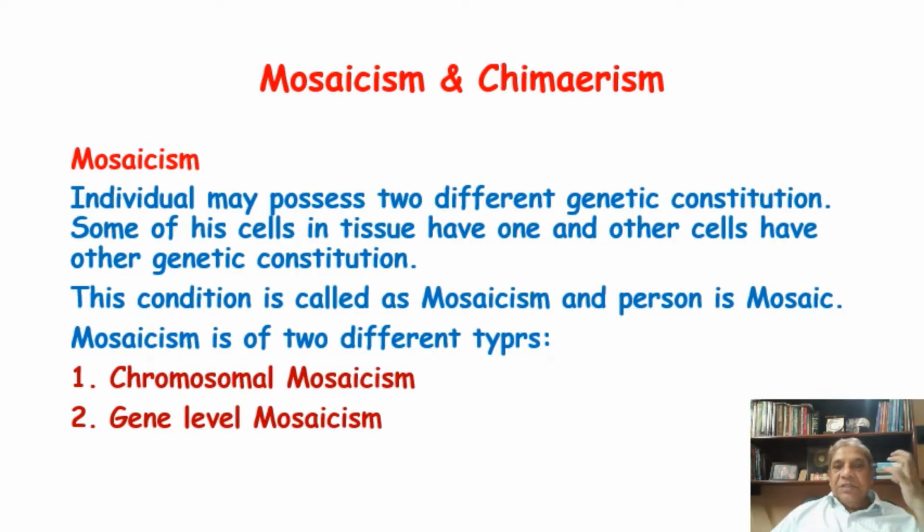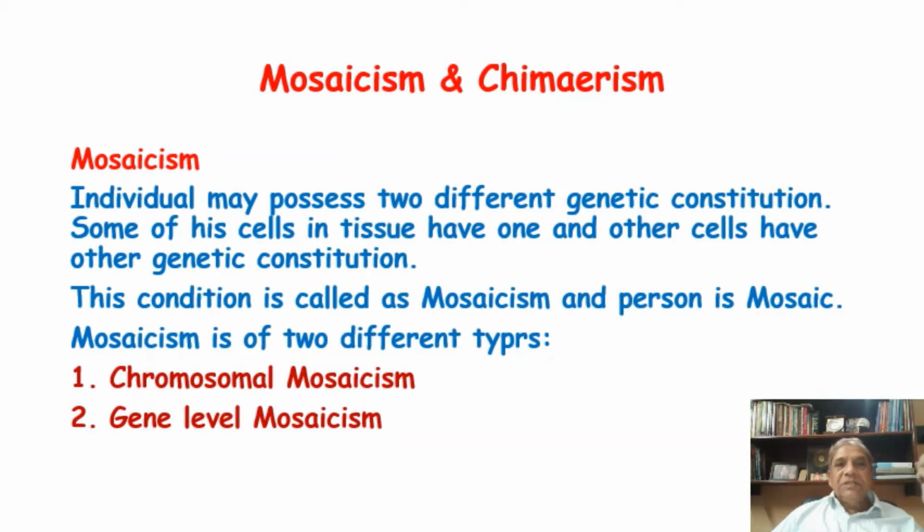This condition is called mosaicism, when a person has two different cell lines. Otherwise, a normal person will always have the same genetic constitution in all billions of somatic cells of his body, exactly the same in all the cells. But in mosaicism, the person has two different cell lines, where the constitution in all the cells is not the same. Some cells have one constitution and the other cells have the other constitution.